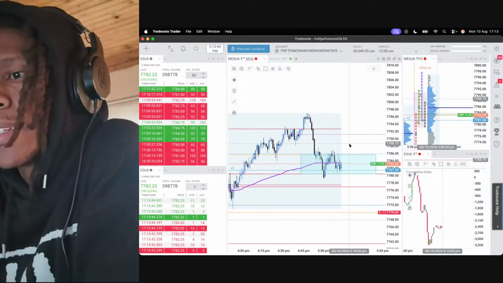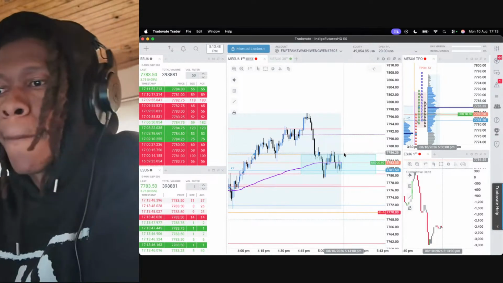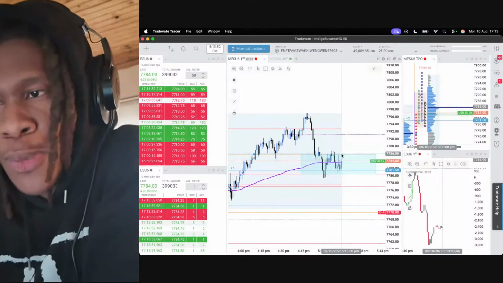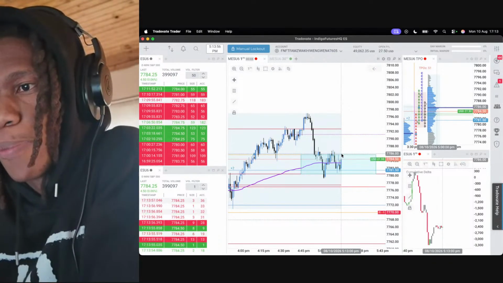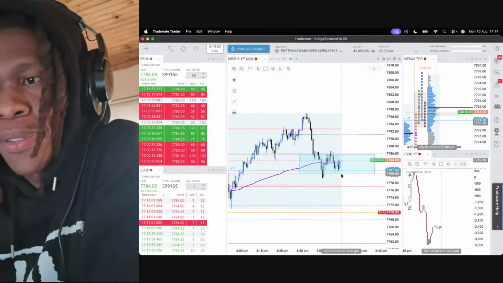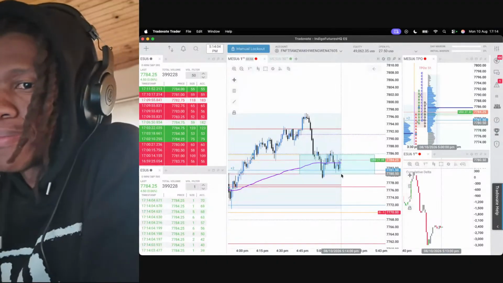Let's give it a little more time. As much as we haven't completely broken out of overnight value, as much as we're still inside overnight value, we also didn't accept inside previous day value yet. So I'm saying coin toss.